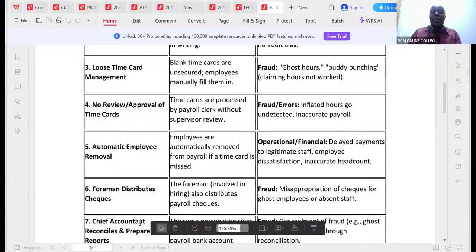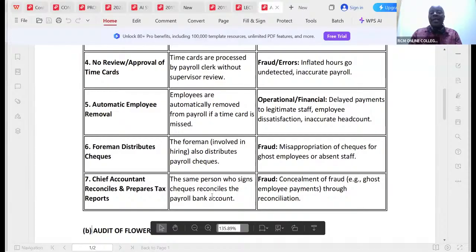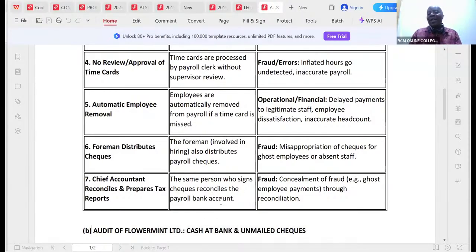Chief accountant reconciles and prepares tax reports. The same person who signs checks reconciles the payroll bank account. There could be possibility of concealment of fraud, e.g. ghost employee payments through reconciliation. So ladies and gentlemen, that is it. I believe you've been able to pick something out of that which can be helpful to you in terms of how you answer your exam.